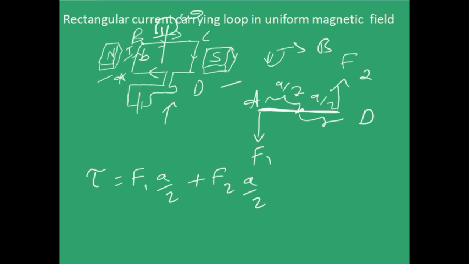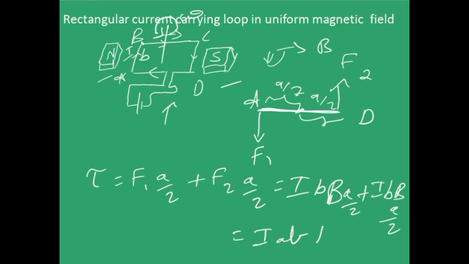Now I can write F1 as I into small b into capital B A by 2. You know the force is ILB, right? The current is I here, the length of that part AB is breadth b, and the magnetic field is B. And as I have A by 2 term here, I'll write A by 2. Similarly, F1 and F2 are equal in magnitude, so I'll get the same term here. So finally I have I, A, B and B.